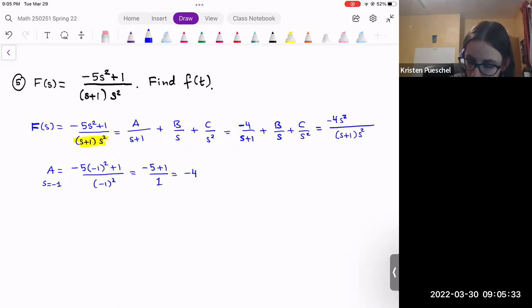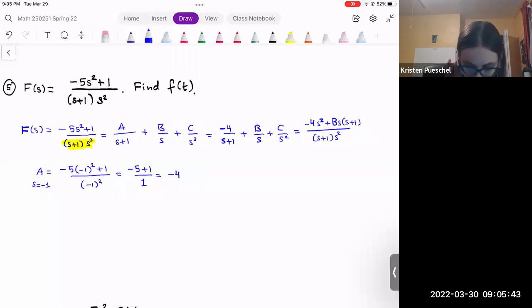For this b over s term, we're missing one s and an s plus 1. So this is plus b times s plus 1. We multiply top and bottom by s times s plus 1. For c, it's c over s squared. We're missing a factor of s plus 1. We're going to multiply top and bottom by s plus 1. Okay. All right, so we now have equal denominators, and these are equal fractions, so the numerators have to be equal as well. Let's write down our expression for those equal numerators.